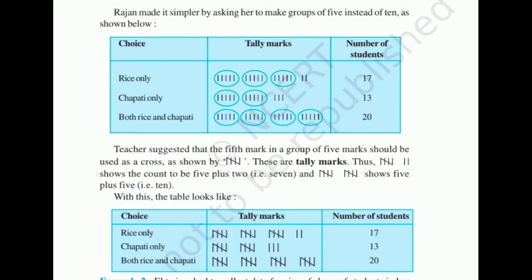So now you can see how they have listed these choices of food for the midday meal. Hope you have understood. For every 5 marks, we have to use this tally mark.